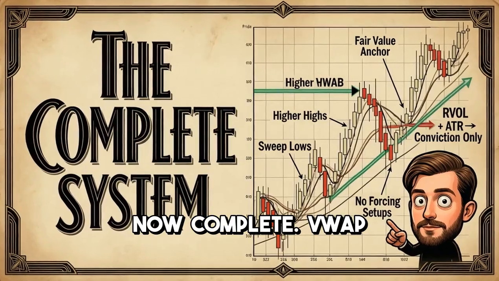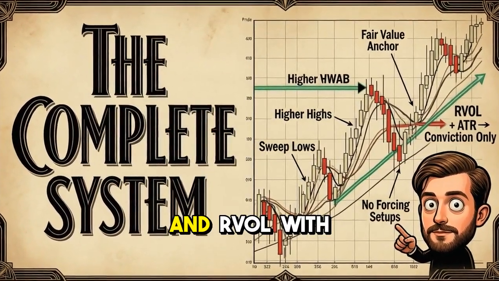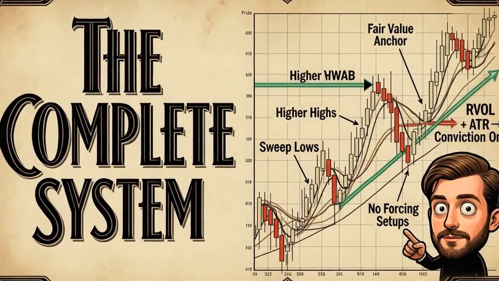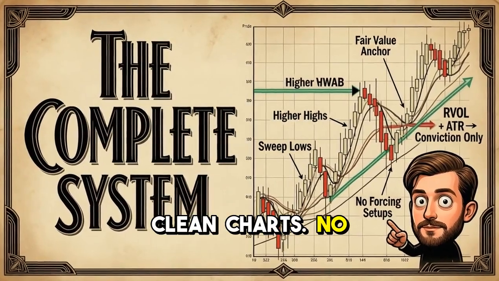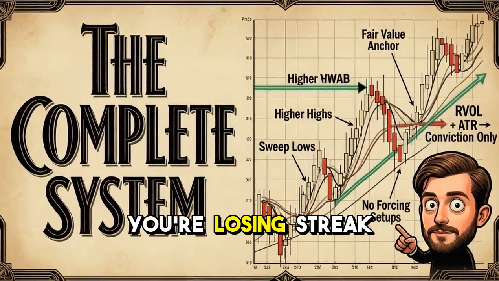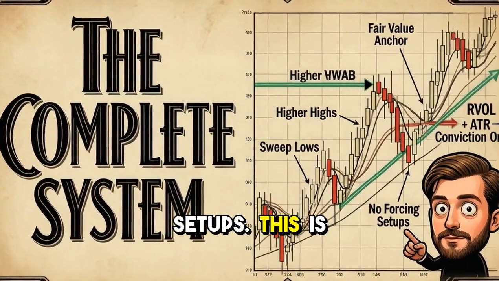The system is now complete. VWAP for fair value, structure for trend context, and RVOL with ATR to filter conviction and volatility. Clean charts. No distraction. You commit to this and you'll notice something. Your losing streaks shrink because you're no longer forcing setups.